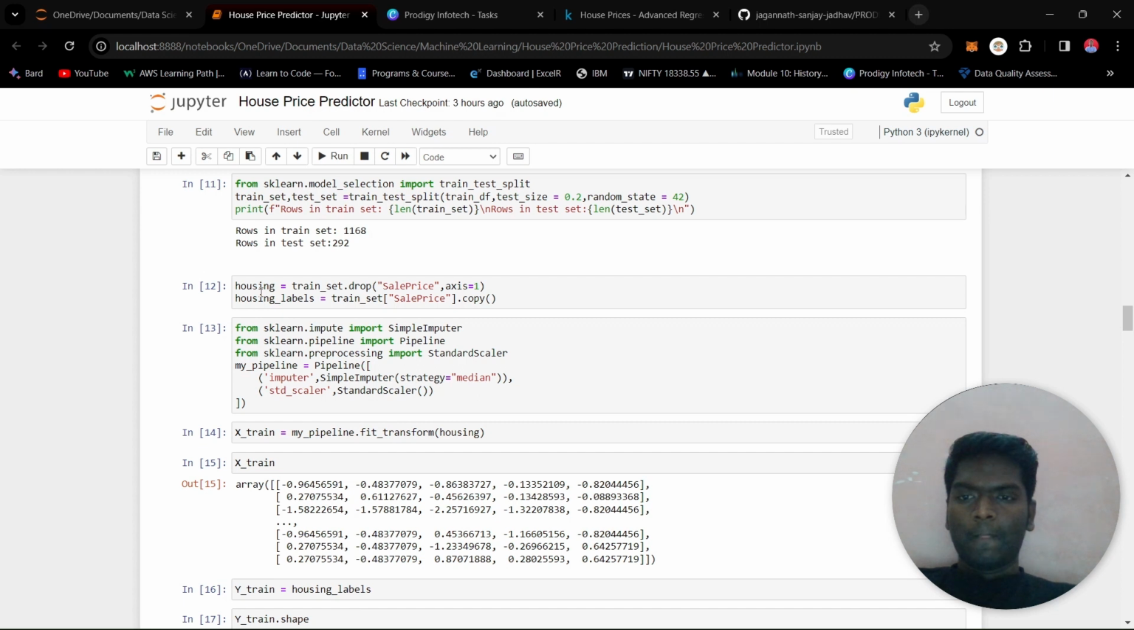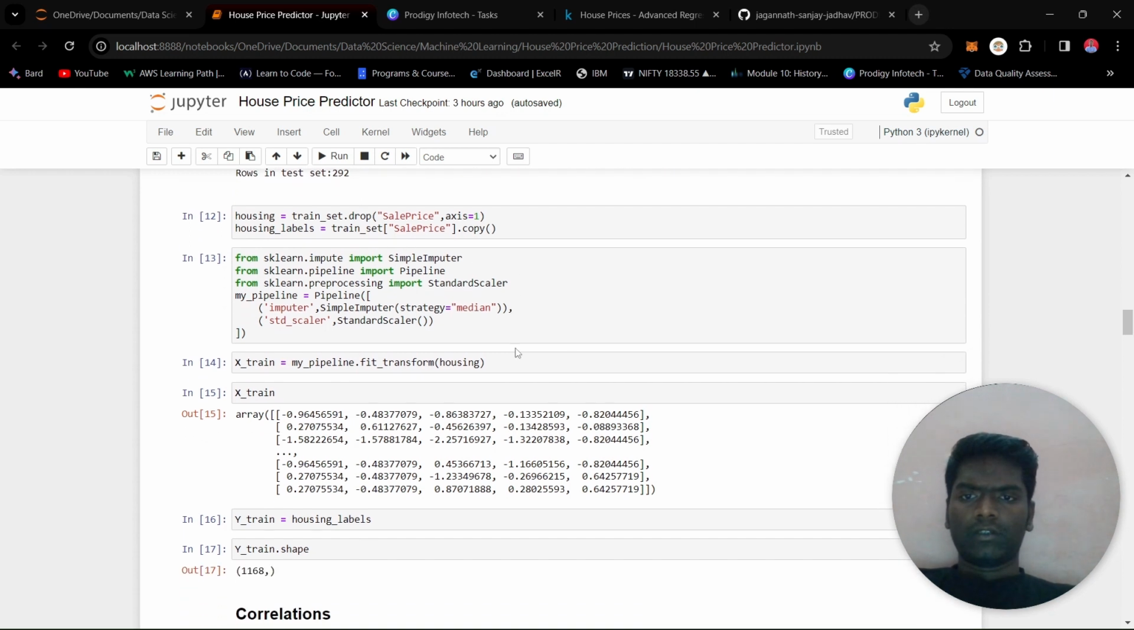After that, I just split the train set into two different things, that is, all the features and the labels. So I just dropped the sale price from the features, and in the labels I just kept the sale price. That's it. I didn't keep the features.